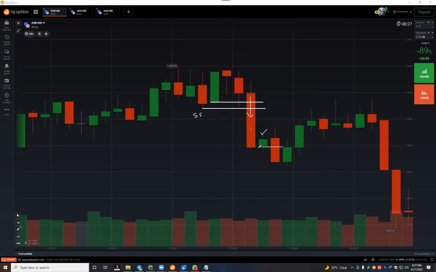When this strong support is breaking, what will be the next candle? A red. No, this is the strong support. When support is breaking, what will be the next candle? When it breaks there, it'll be a green candle. Is it green? Yes. Okay, good. Now come here.